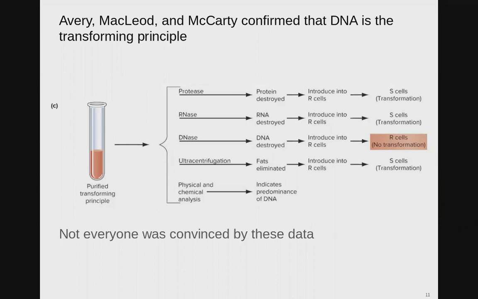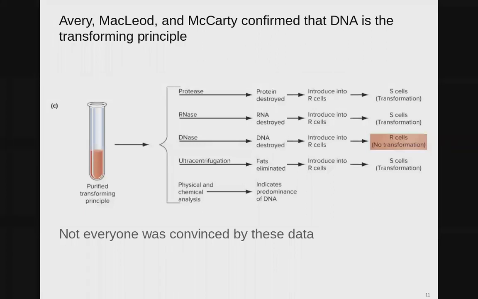i.e. non-pathogenic, into pathogenic. Then they treated with RNase, which destroyed the RNA as its name implied. They introduced it to the R cells and they still were transformed into the S cells. So clearly RNA is not the causative agent here. Then finally, when they treated with DNase, i.e. destroying the DNA, again, it's not perfect, but it was clearly enough to see a result. They introduced it to the non-pathogenic R cells, and there was actually no transformation that occurred, which implies to these folks, and obviously to us now, that DNA has to be the transforming agent here.